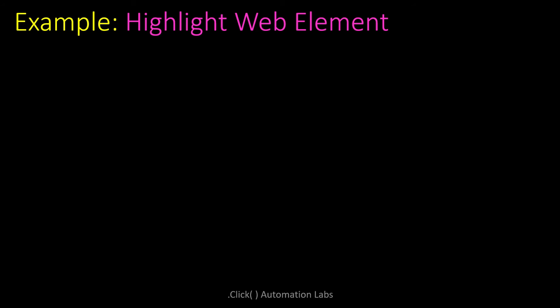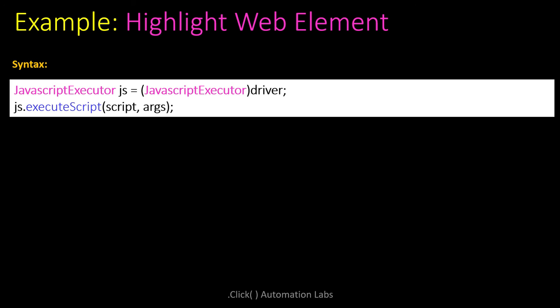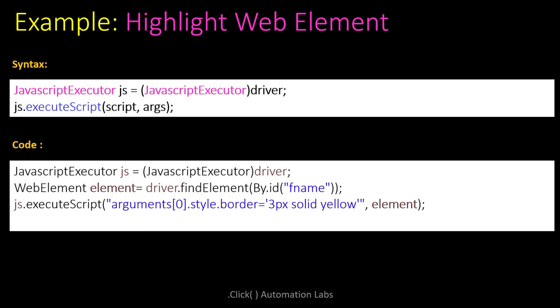This is sometimes helpful if you are sharing the result with the client. If something failed, or if it enters some values, it would be better if we highlight those elements before we actually put some values or before we click on that. So this is one of the best features which we can use. The syntax is similar: create a JavaScript executor object, use dot execute script, and the script and arguments.